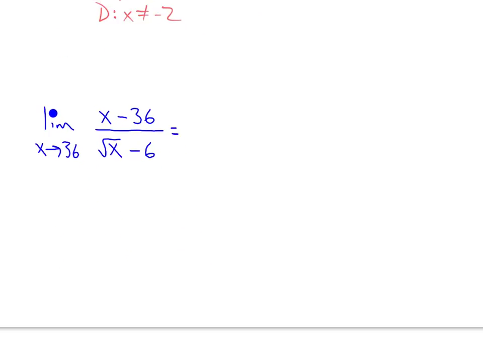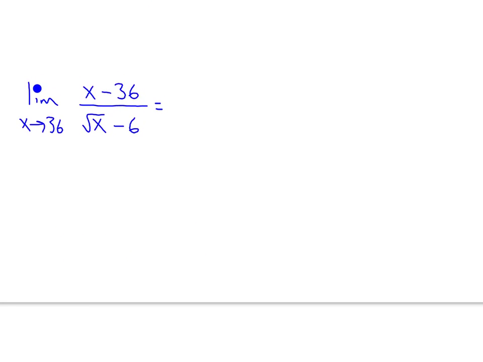Where it gets a little more complicated is down here. And I want to look at two different ways of doing this. Okay? What do I get if I try to evaluate this one? 0 over 0, which is undefined, right?